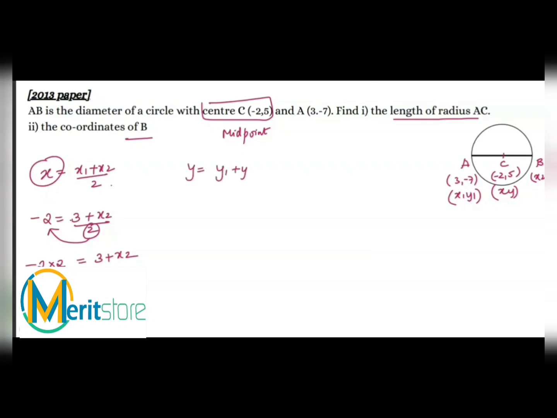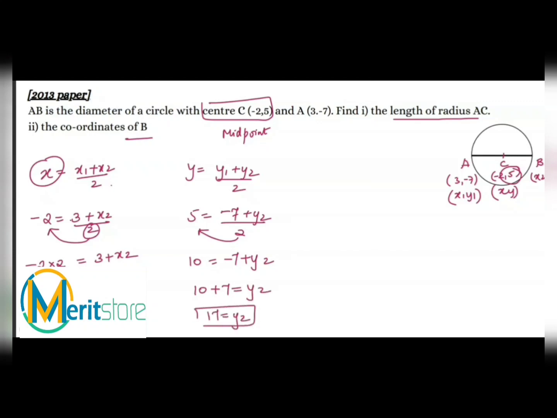Y. So y1 plus y2 upon 2. Y is 5. So 5 is equal to y1 is minus 7 plus y2 upon 2. 2 goes on the other side. So it's 10 is equal to minus 7 plus y2. 10 plus 7 is equal to y2. 17 is equal to y2. So the coordinate for B is minus 7, comma 17. That's the first part of the answer.